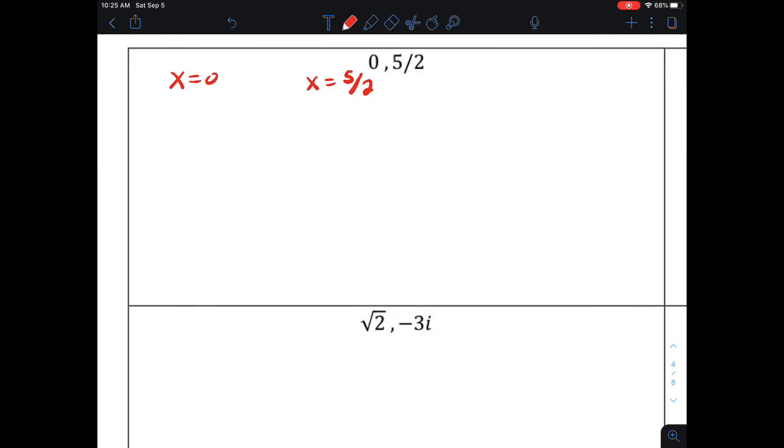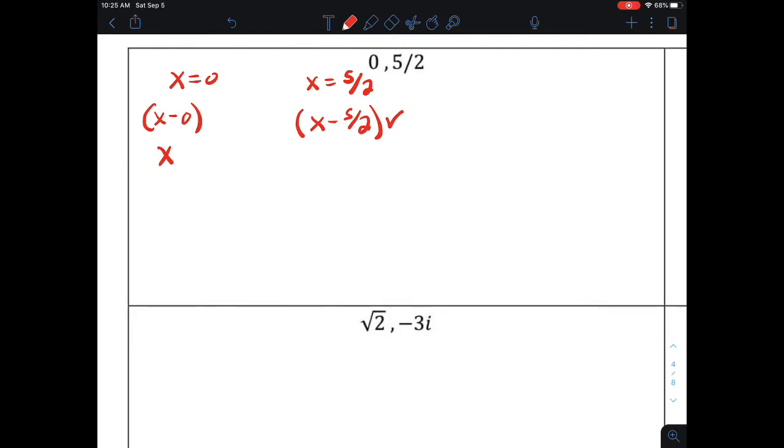And I want to turn that into my factors. According to our factor theorem, I could write these factors as x minus the 0 itself. So I get one factor of x minus 0, which is really just x. And my other factor here would be x minus 5/2. Now we want to avoid fraction coefficients. So even though this one is right, we want to write this one a little better.